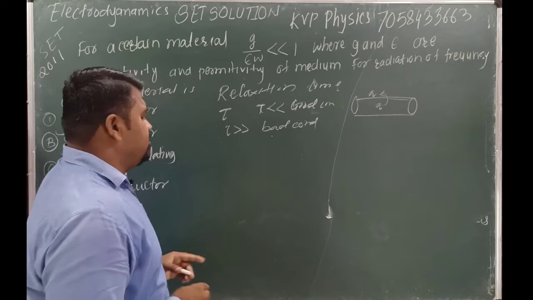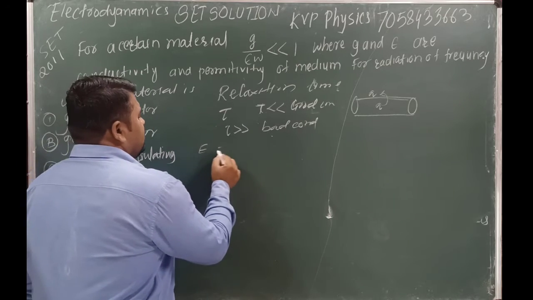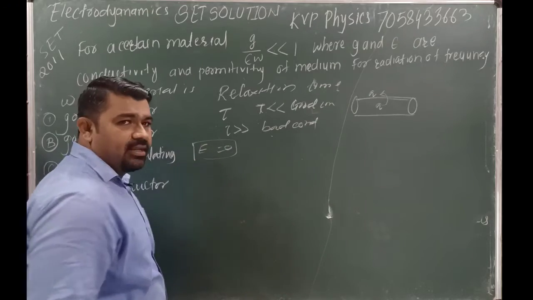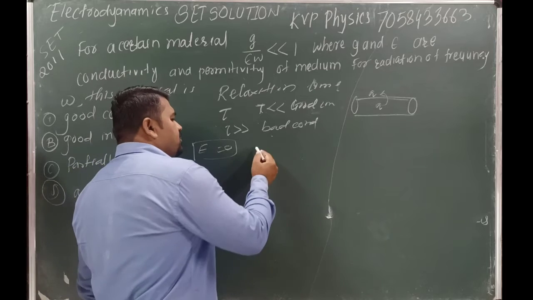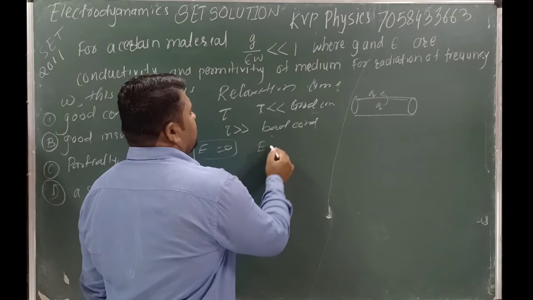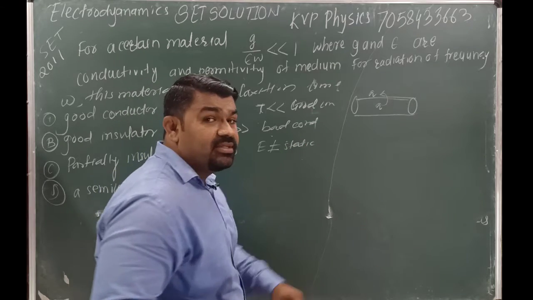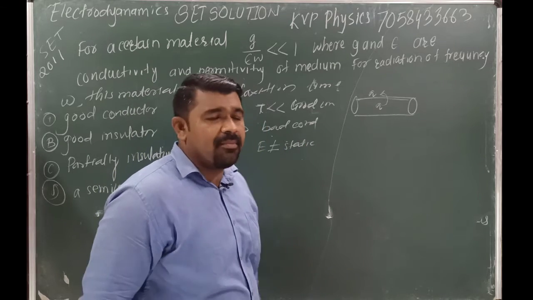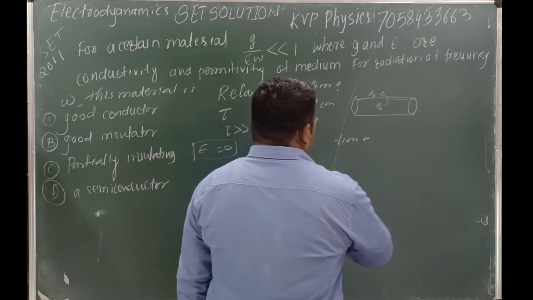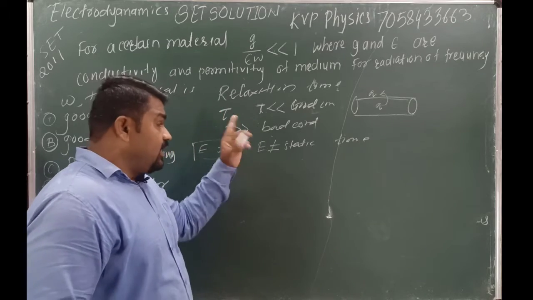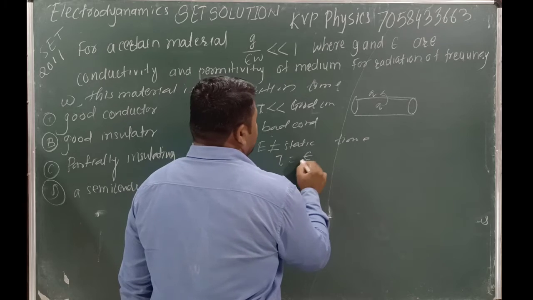Got it? Next one. We know that this is a conducting system, so inside it the electric field is 0. But in magnetostatics, the electric field is not static. This one is time variable. Here the electric field is dynamic, dynamic means varying with time. Here the relaxation time tau is related with epsilon upon sigma.